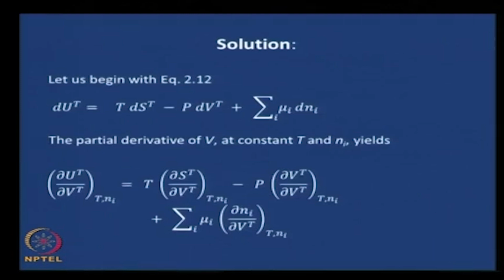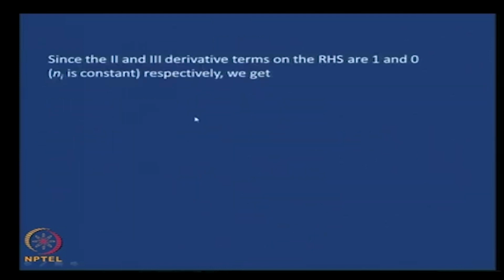Let us continue with the solution. Look at the second and third terms on the right hand side here, minus P ∂Vt/∂Vt at constant T, ni, plus summation of mu_i ∂ni/∂Vt at constant T, ni. The second and third derivative terms are 1 and 0. 1 because ∂Vt/∂Vt goes to 1, and 0 because ni is a constant, so any variation with ni would be 0.